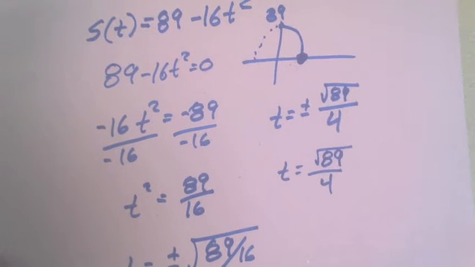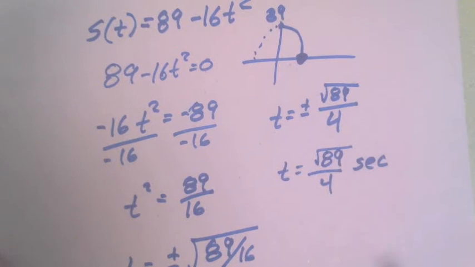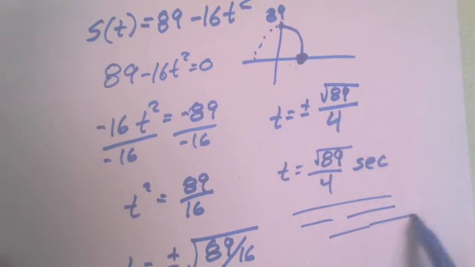So how long does it take to hit the ground? Square root of 89/4 seconds. If you want a decimal, round it off. If this was a problem on a test, it's a word problem, so make sure you write a nice sentence as an answer. Now, it would take so many seconds to hit the ground. It doesn't have to be any more complicated than that, but you do need to have that sentence.